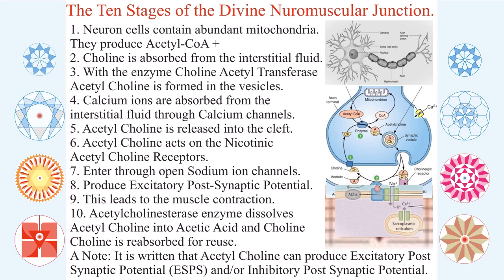After having produced the muscle contraction with the help of sodium, acetylcholine is broken down with the help of the enzyme acetylcholinesterase. Acetylcholine is split into acetic acid and choline, and choline is reabsorbed for reuse. I think once this particular process is understood: mitochondria produce acetyl-CoA, then acetylcholine is formed into vesicles and released with the help of calcium through exocytosis into the cleft, then gets fixed into cholinergic or nicotinic receptors on the muscles, and with the calcium, sodium, potassium movement it goes inside and produces contraction, and acetylcholine is split into acetic acid and choline, reabsorbed.